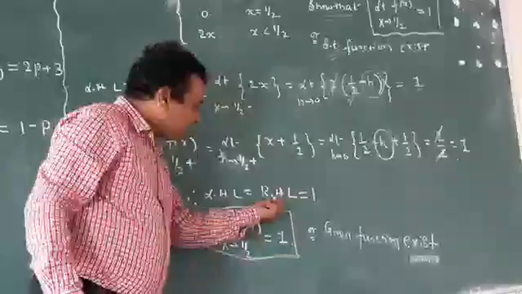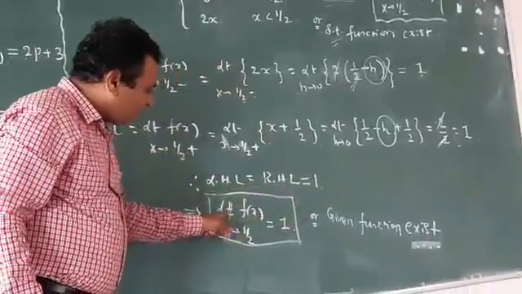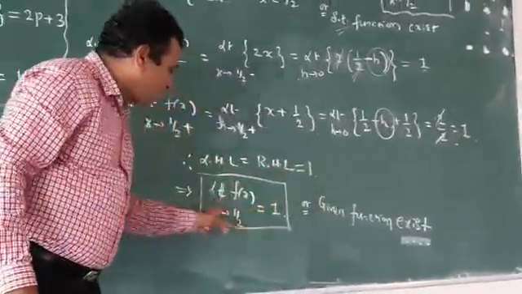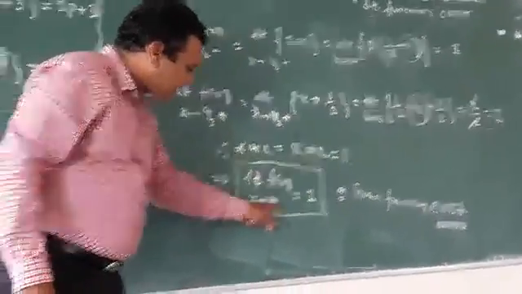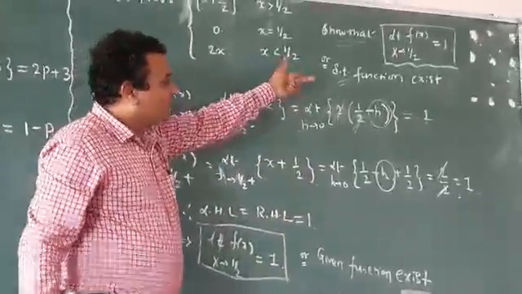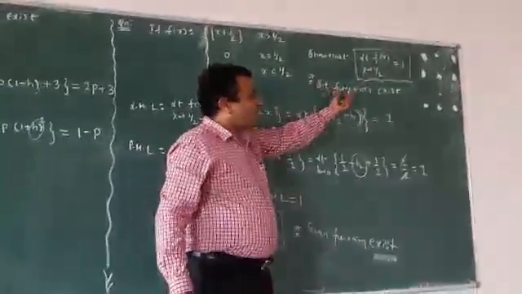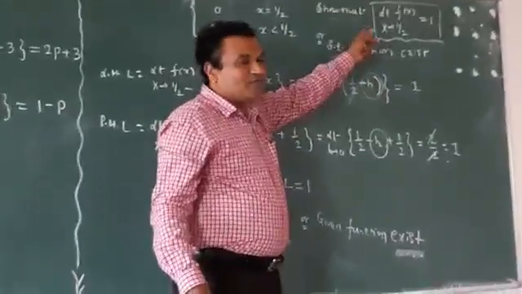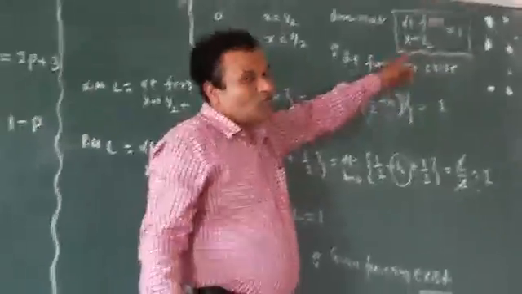LHL equals RHL equals 1. Therefore, the given function exists. For what value? That is 1. Therefore, limit of f of x as x tends to 1 by 2 is 1. Okay? Here, in both the questions, they ask either whether the given function exists, or limit of f of x as x tends to 1 by 2 equals 1. Okay?